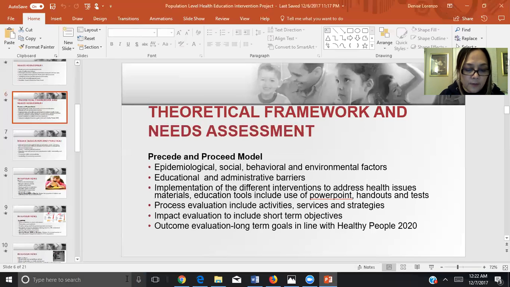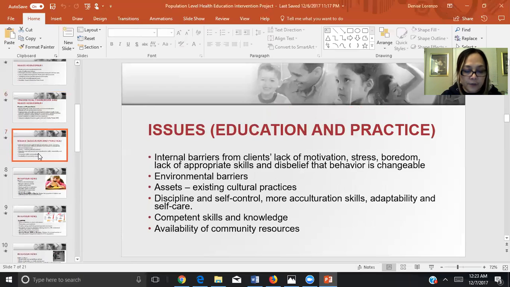The process evaluation described the activities that were done in preparation for the education workshop. Short-term objectives were developed to measure expected outcomes, and long-term objectives will be measured in line to meet the objectives for Healthy People 2020. Issues for education and practice.